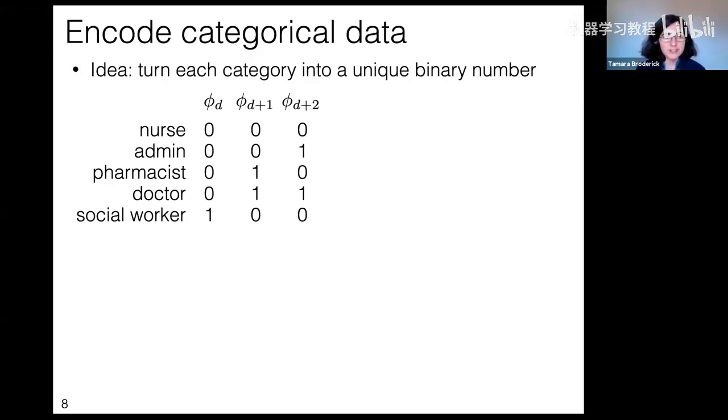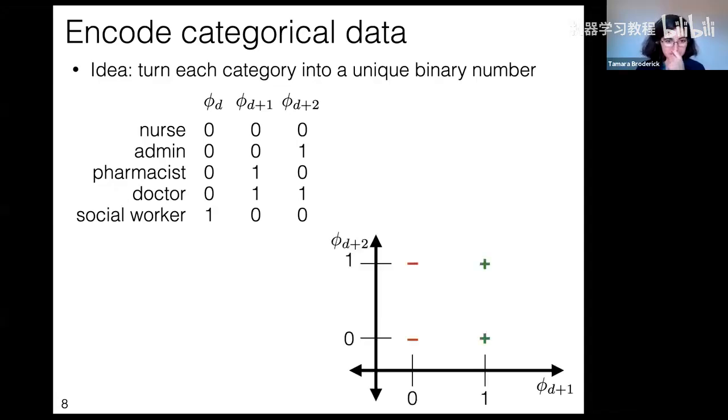So we'll say that a nurse has encoding 0, 0, 0. Let's just call our new features phi-d plus 1 and phi-d plus 2. So the nurse will be 0 in all of them. The admin will be 0, 0, 1. The pharmacist will be 0, 1, 0, and so on. And so let's think about what happens when we use this encoding.